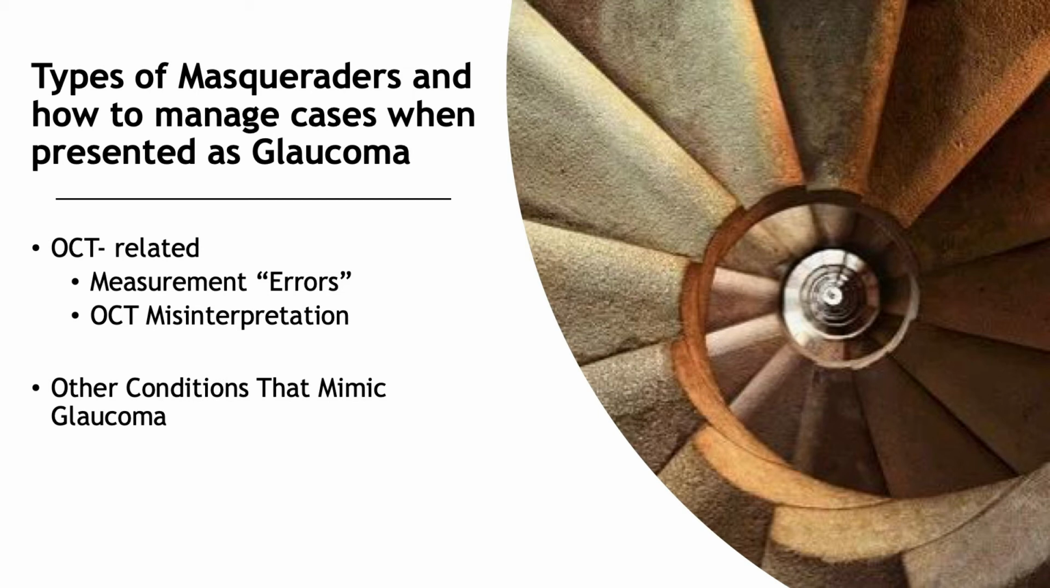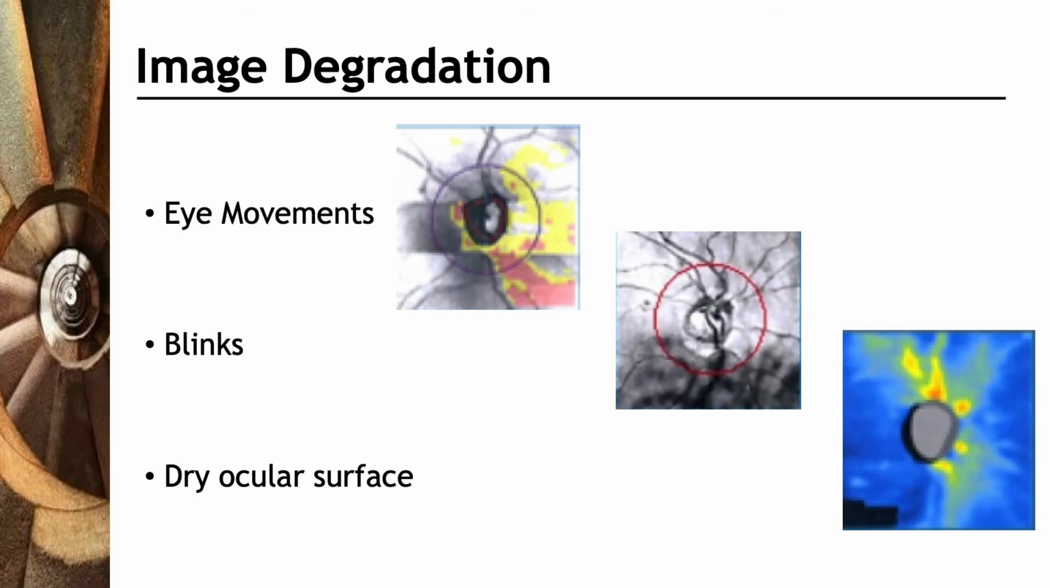What I find in glaucoma is that the masquerader is often a misinterpretation of an OCT or certain measurement, and I use quotes there, measurement errors in OCT. So that's how I'm going to come at this. I want to look first at the OCT related masqueraders and then look at a few conditions that mimic glaucoma. And as I say, there will be overlap between what we've already heard.